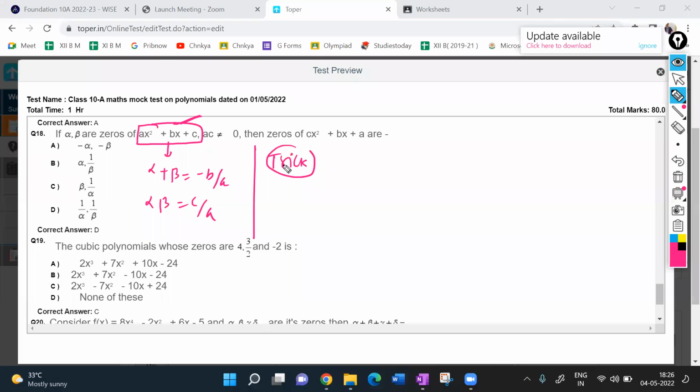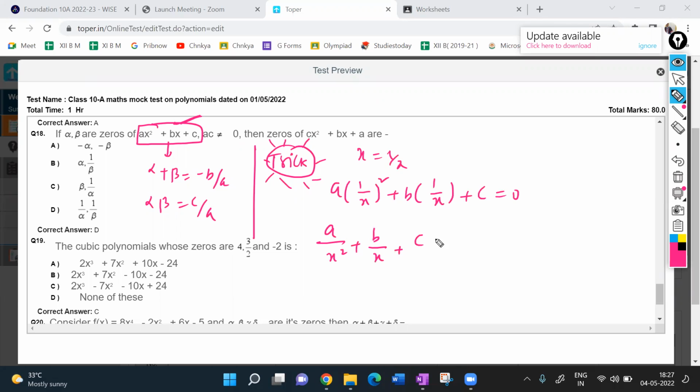A trick. Look at this. The trick for this is you replace x with 1 by x, I mean the reciprocal of that. Putting x value as 1 by x, what will I get? Look, a(1 by x) whole square plus b into 1 by x plus c is equal to 0. So just solve this now. a by x square plus b by x plus c is equal to 0. Now taking LCM, which gives me cx square plus bx plus a is equal to 0.